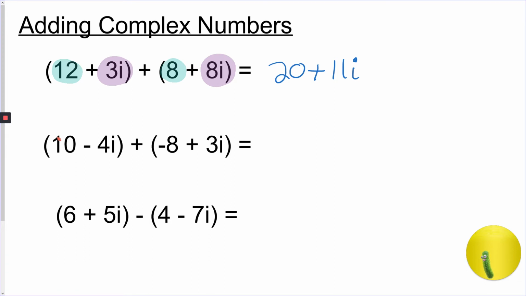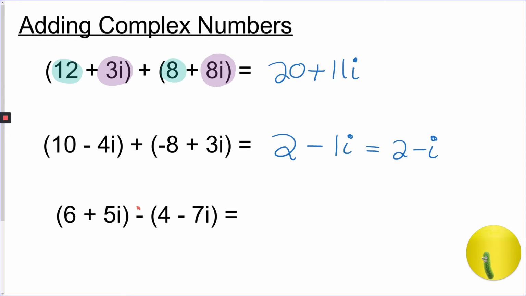Let's check this one out. On this one, we got the 10. Whoops, I didn't mean to cross that off like that, but 10 minus 8 is 2. And negative 4i and 3i will give us a negative 1i. We can also write it like this. They're equivalent, they're the same, there's no difference between these two.